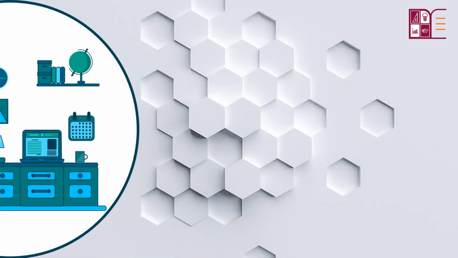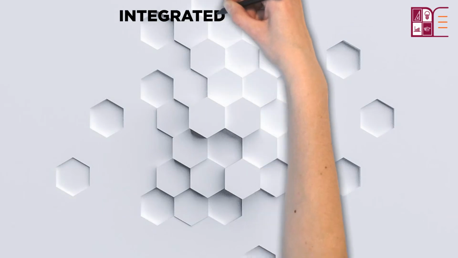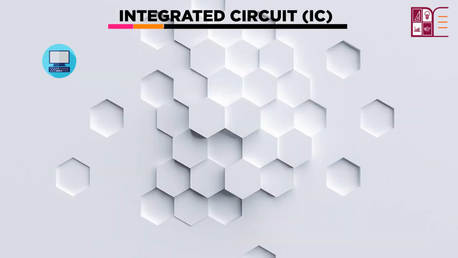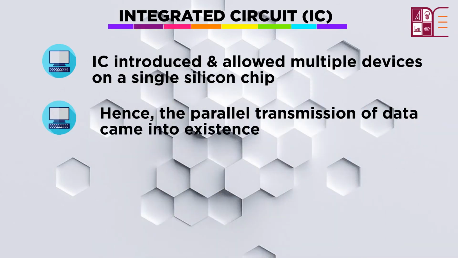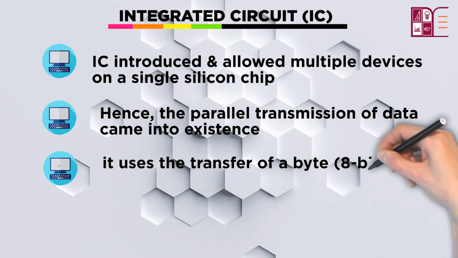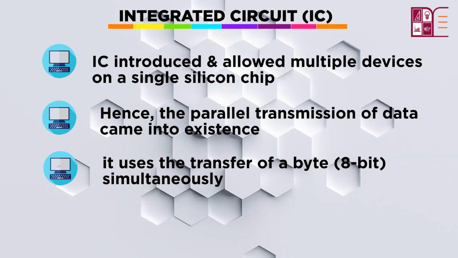Integrated circuit, IC. In the initial time, data was sent in serial form, that is one bit at a time over a single channel. With the advent of technology, integrated circuit introduced and allowed multiple devices on a single silicon chip. Because of it, the parallel transmission of data came into existence. Conventionally, it uses the transfer of a byte, that is 8 bits, simultaneously, making the transfer of data faster. The standard parallel interface uses a 36-wire heavy cable that was also expensive.